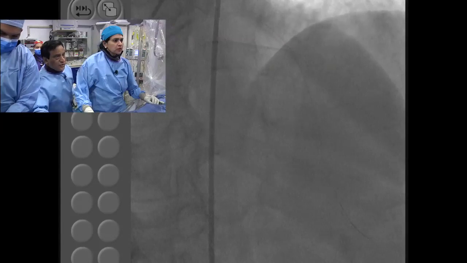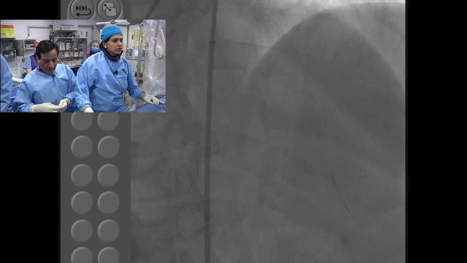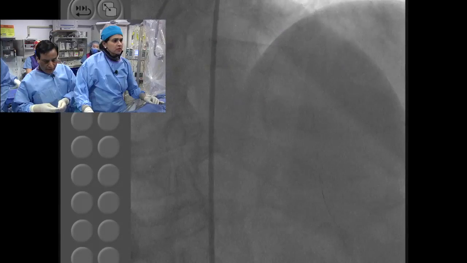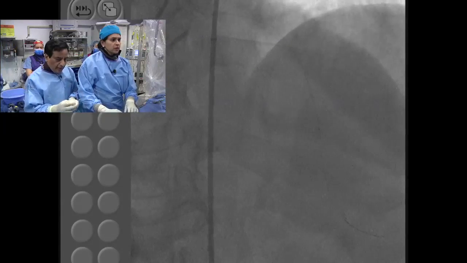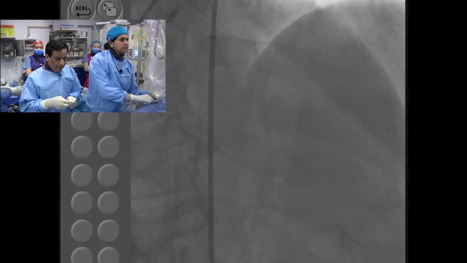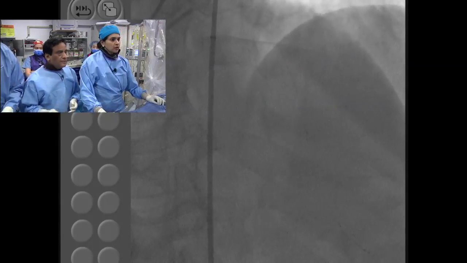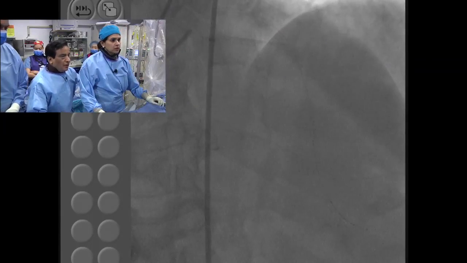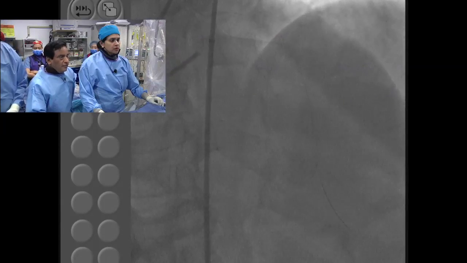After exchanging, there are various techniques. Once you cross with this stiff wire, your first thing should be to change it to a little floppier wire. Our scheme usually is to change it to an exchange length Grand Slam, which gives you power as well as support later on. Now, if you cannot cross, you have various choices. You can use the GuideLiner.